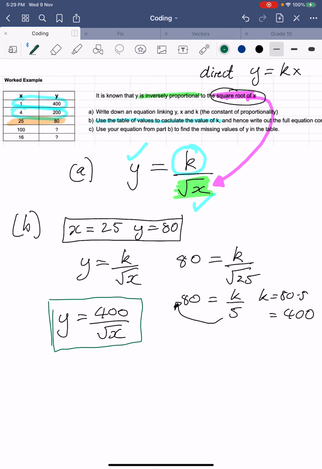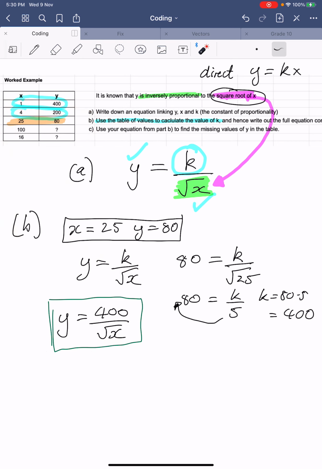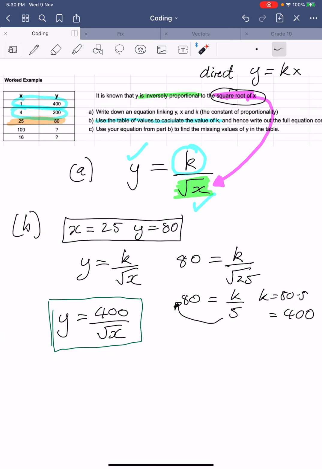Let's go and check that it works for all the other pairs of xy values. Well, look, here's x equals 1. Let's substitute in here. The square root of 1 is, well, 1, and 400 divided by 1 is 400. Yep, so that's good. When x equals 4, let's go ahead and substitute that in here. The square root of 4 is 2, and then 400 divided by 2 is 200. And look, that's the answer there. So absolutely fine, it's working beautifully. And now part C.